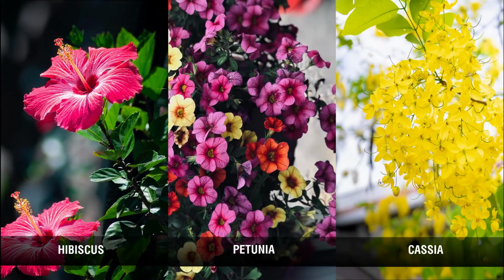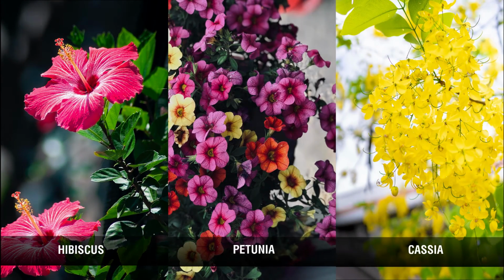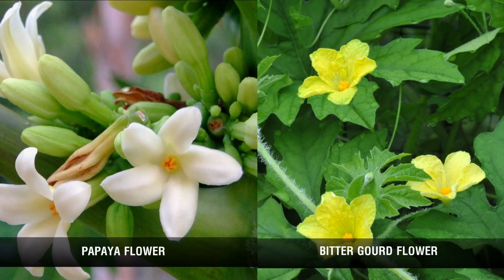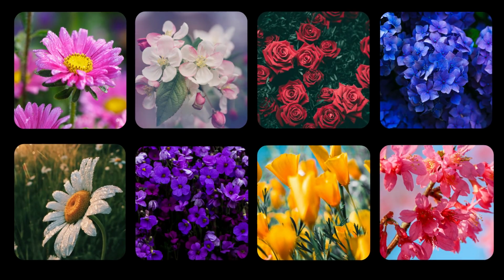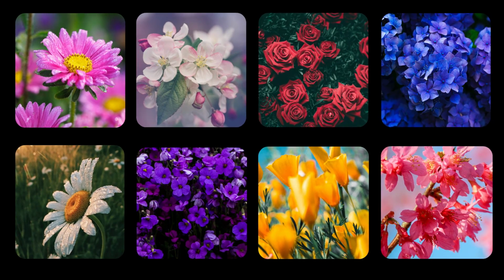Conclusion: we studied some of the flowers that contain both male and female parts in a single flower, such as petunia, hibiscus, cassia. Thus, they are called bisexual flowers. Flowers which contain either a male or female part in a single flower, such as bitter gourd flower and papaya flower, are unisexual flowers. There are many such flowers included in this category and you can find them in your surroundings.